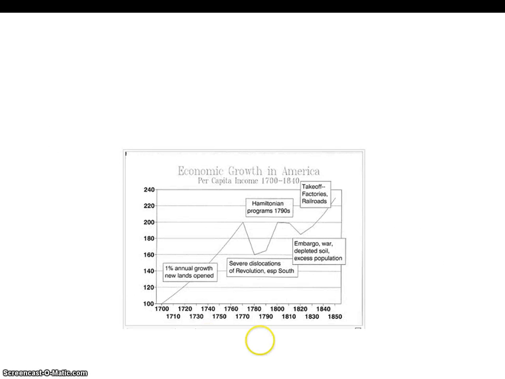Here you can see some economic growth overall in the Americas, but then a big drop in the economy, which was per capita income. And this was a result of that economic depression, dislocations of people during the Revolution, and it really hit people in the South pretty hard. And then it does start to grow again, but it's not until the later 1790s.